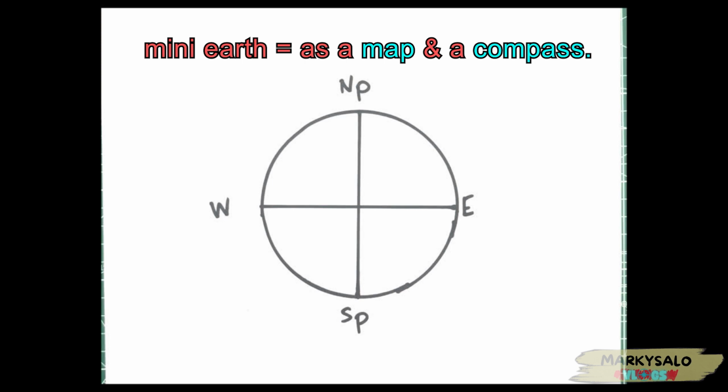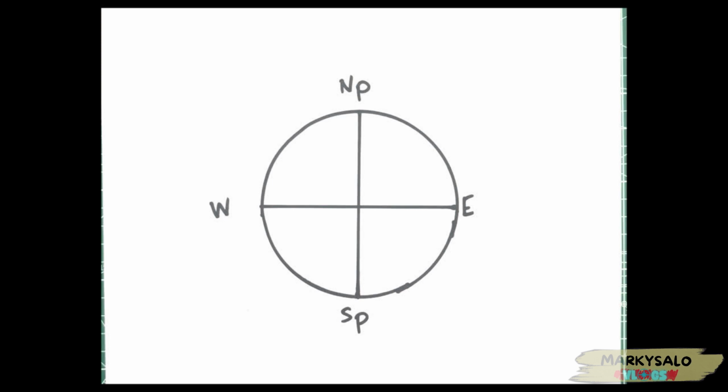To do this with ease, we need to divide our mini-map or mini-Earth into four quadrants. So from the illustration, this will be the first quadrant, second quadrant, third quadrant, and the fourth quadrant.